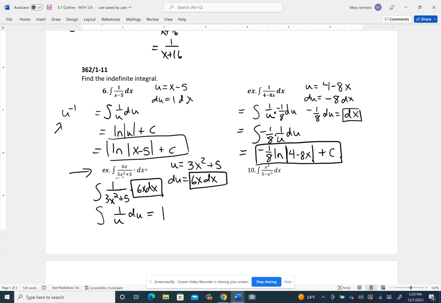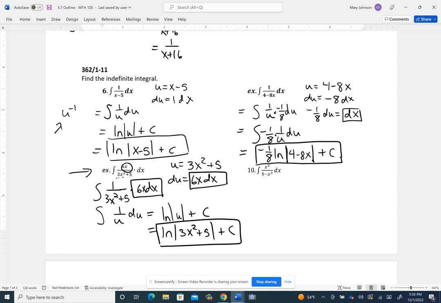It's going to wind up being the natural log of the absolute value of u plus c, and then in place of the u, I'm going to replace it with the 3x squared plus 5, and that would be my answer. So that one, they were trying to be kind to us by giving us that 6x up there, which was the derivative of the inside function.